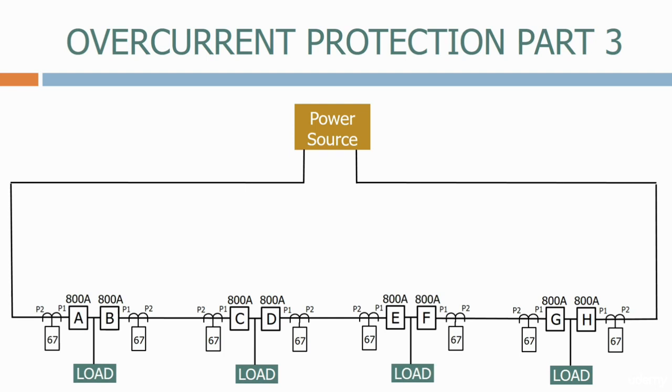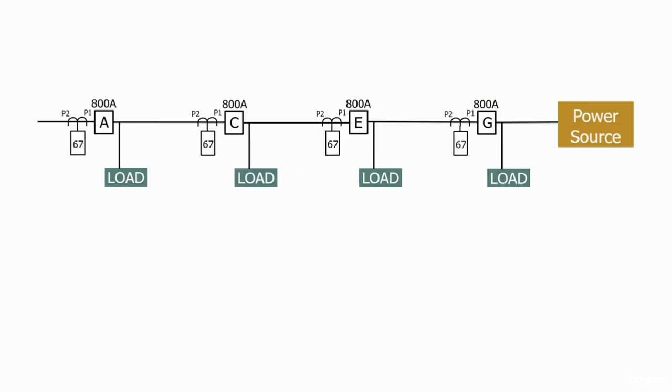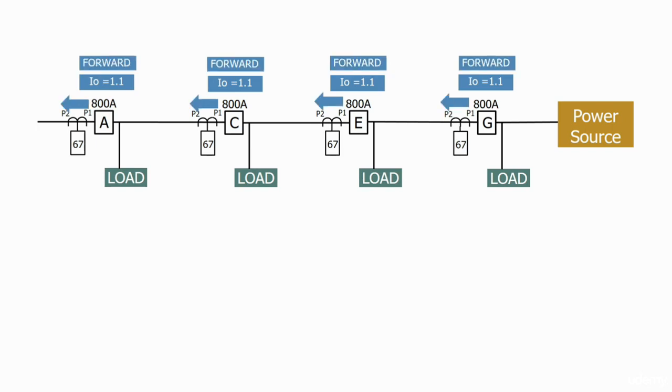This is a very complex network, and the best way to deal with it is to split it into two separate networks. Here's the first network. Firstly, let's set all the relay pickups to 1.1 as usual. Let's set all the directional elements to the same direction, with all the directional elements indicating current flowing away from the power source.